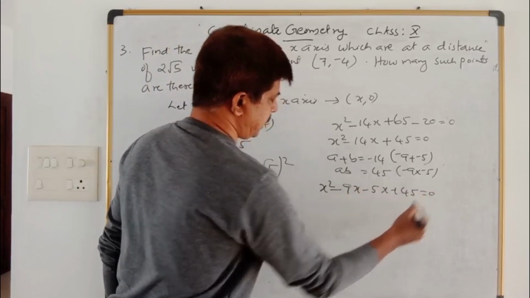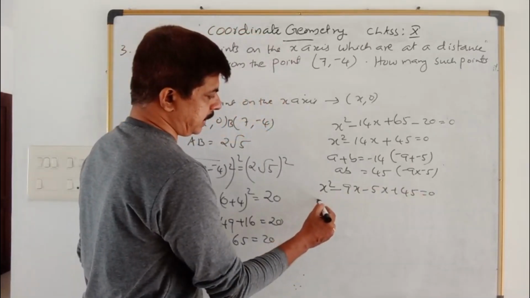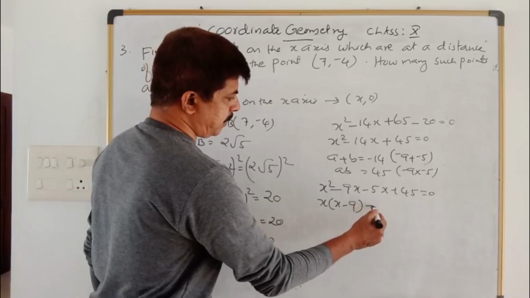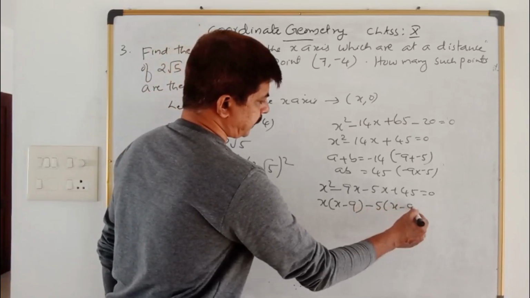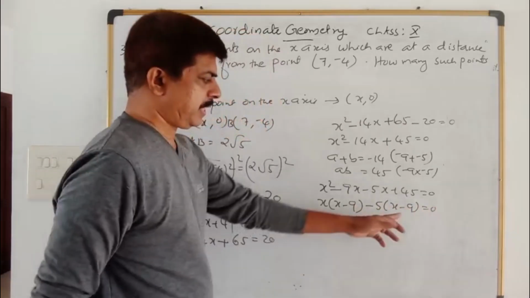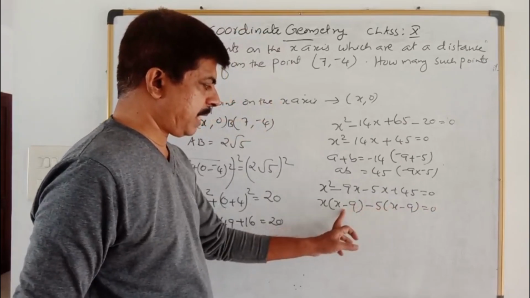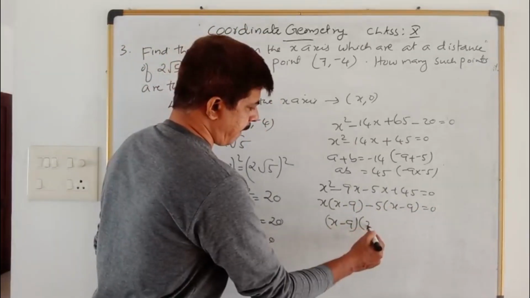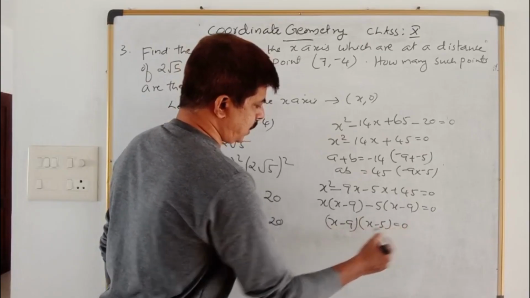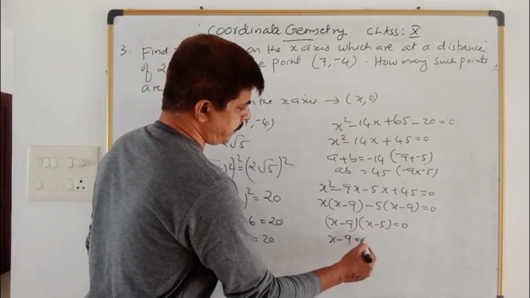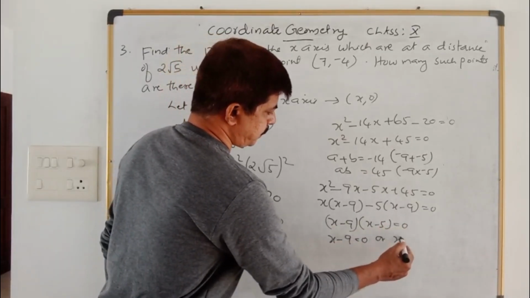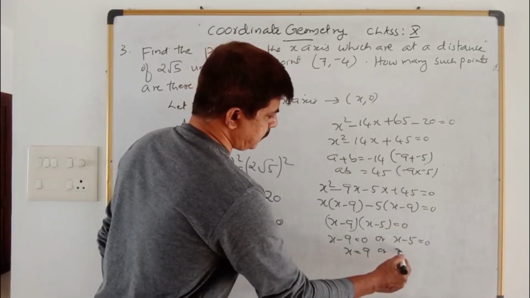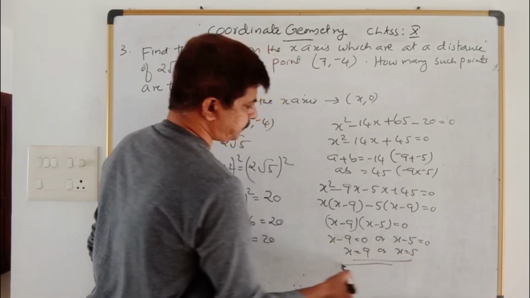Then the next step, you know, take the common factor from the grouping method. Here minus 5 I am taking common. So in the bracket we get the same thing, this bracket x minus 9. So what are the two factors we got? These are the two factors we got, but we are supposed to find the root. x minus 9 equal to 0 means x is equal to 9, x is equal to 5.